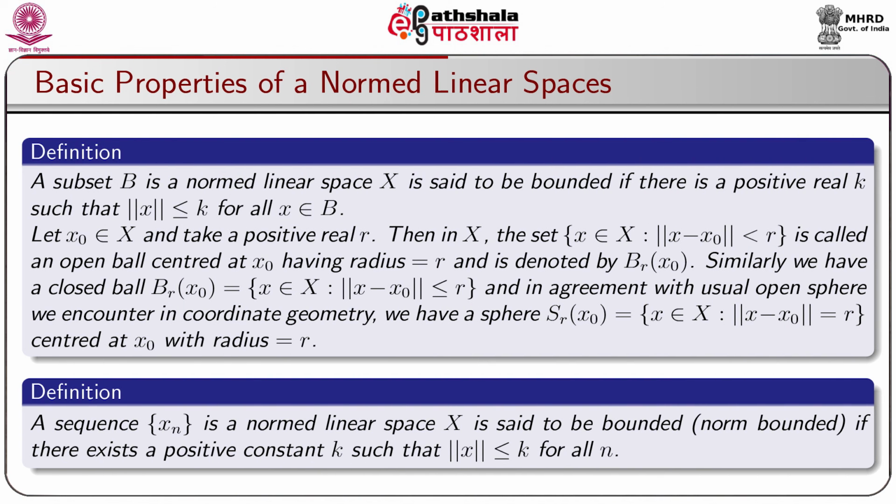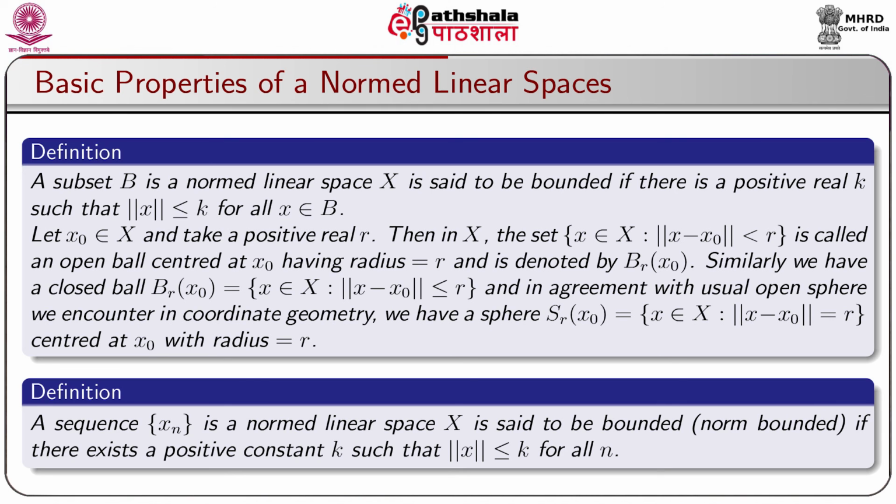A subset B in a normed linear space X is said to be bounded if there is a positive real k such that norm of x is less than or equal to k for all x belonging to B. Let x naught belong to X and R be a positive real. Then in X, the collection of all elements x belonging to X such that norm of x minus x naught is strictly less than R is called an open ball centered at x naught having radius R and is denoted by B_R(x naught).